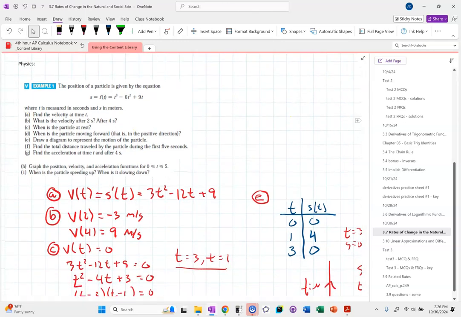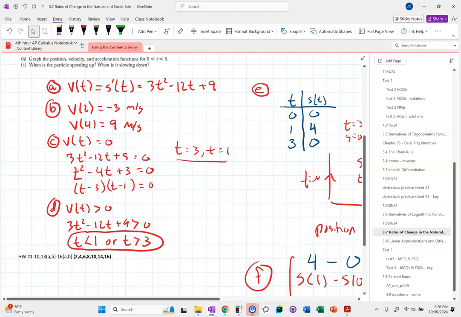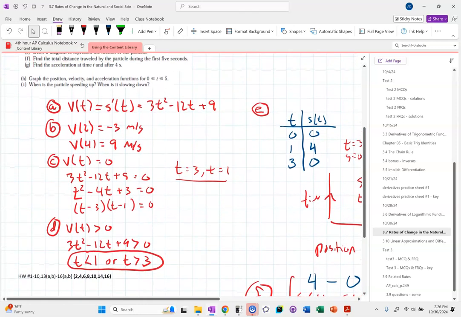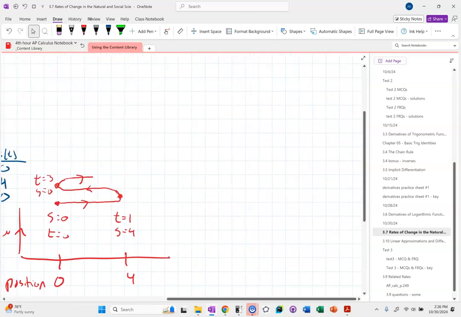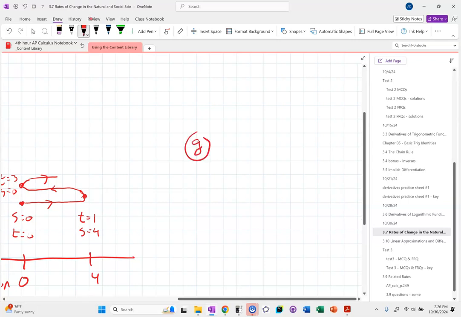Okay. And then I still got lots more. Find the acceleration at time t and the acceleration after 4 seconds. When we talk about acceleration, what do we mean? That's the second derivative of position, or the first derivative of velocity.